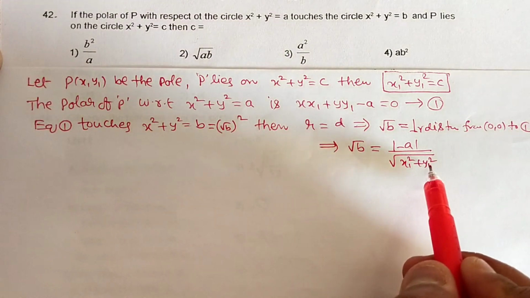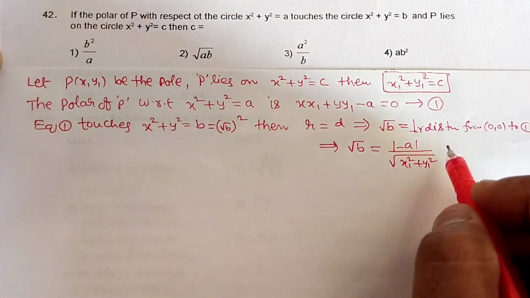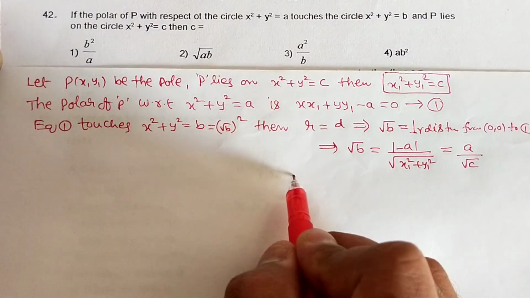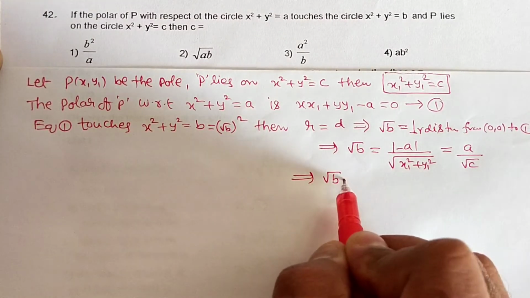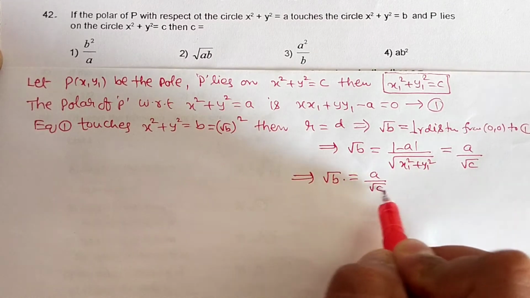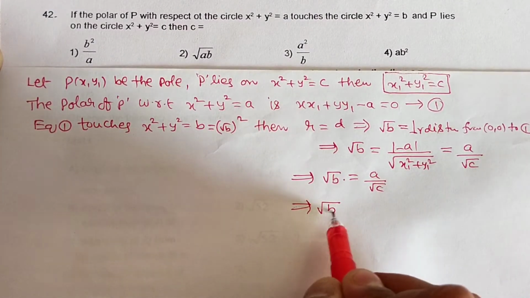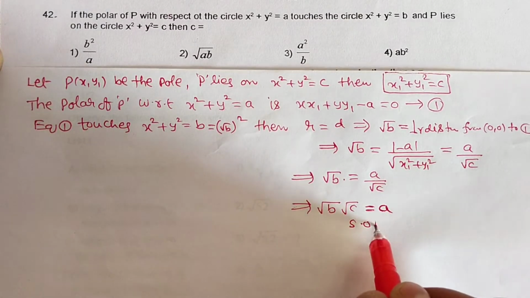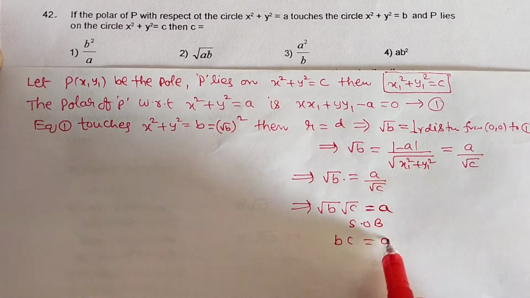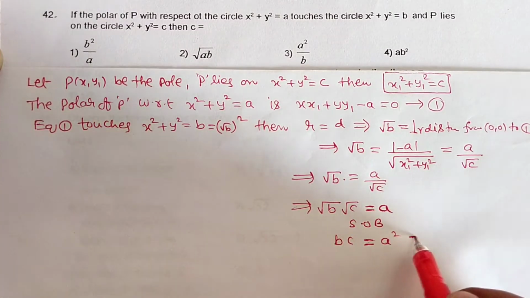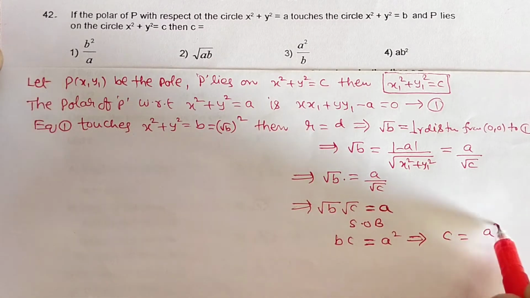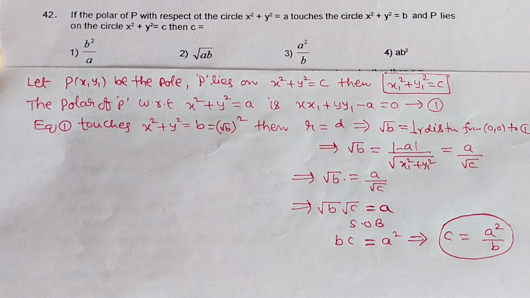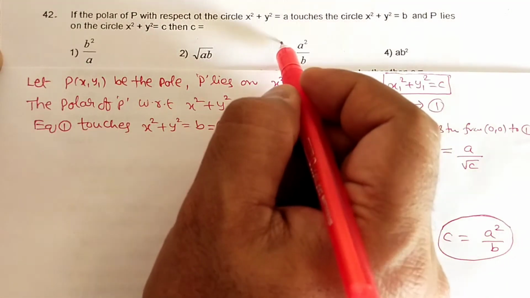What is the value of root of x1 square plus y1 square? That value is C only, no? So within mod minus A is A by root C. That implies that root B is equal to A by root C. Cross multiply: root B into root C is equal to A. Then squaring on both sides, BC is equal to A square. C they are asking, that implies that C is equal to A square by B. So C is equal to A square by B, which is there in the third option.